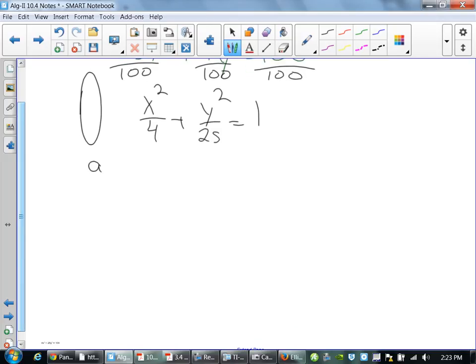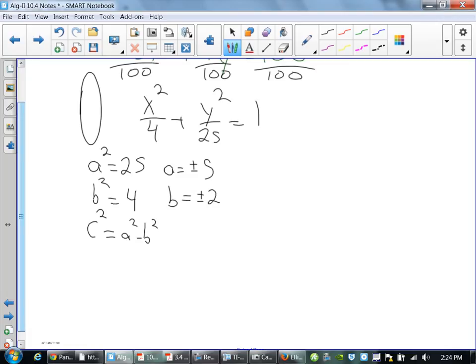Start labeling. Your a squared term is 25. Your b squared term is 4. c squared comes from a squared minus b squared. Well, a is plus or minus 5. b is plus or minus 2. c squared, let's see here. We get c squared is going to be 21, I believe. Yes. So the value of c would just be plus or minus root 21.